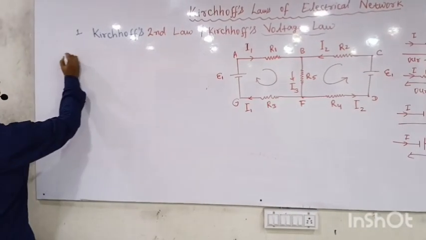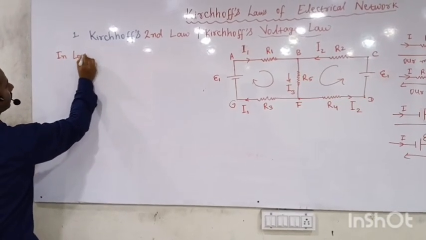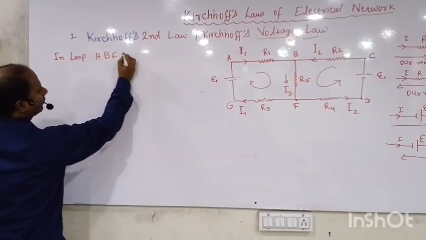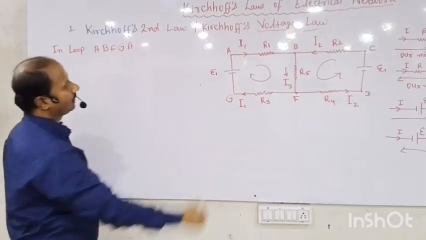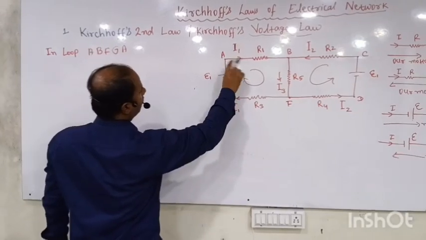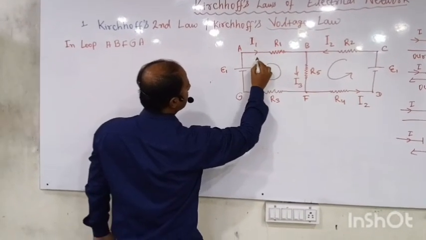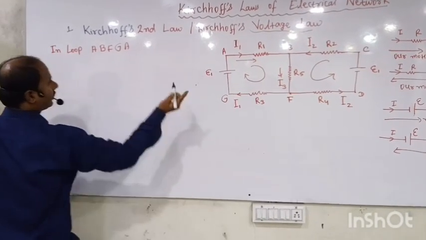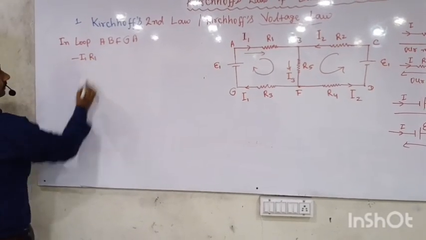We have to discuss in loop A B F G A. We have to move in this loop A B F G A. So we have to first of all move A to B. If we are moving A to B, then current in this direction and we are moving in this direction. So we have to take from the first loop, that is minus I1 R1.